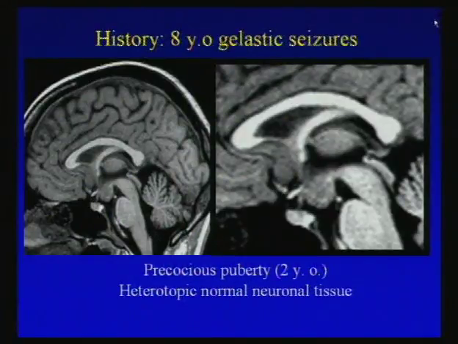Here's the history of a young patient with gelastic seizures. We know these are the laughing type of seizures. If you look at the brain, we see a large mass protruding from the hypothalamus into the suprasellar cistern. And we always want to give contrast, and we see that there's no evidence of contrast enhancement in this patient, so we make the diagnosis of hamartoma of the tuber cinereum. Frequently, the patients will also have precocious puberty, and you may sometimes see a very large pituitary gland, and this hamartoma is just heterotopic normal neuronal tissue.